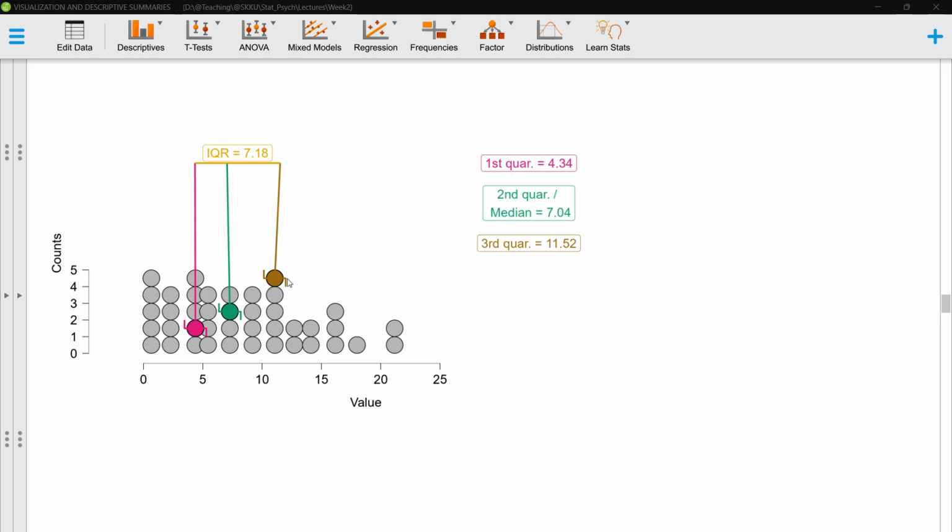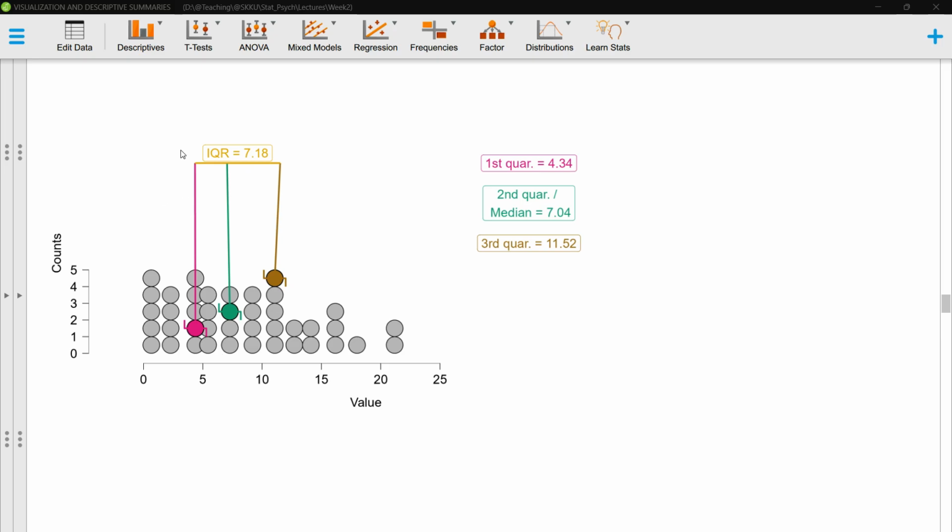Okay, and what about the third quartile? Below the third quartile, we have 30 observations, and above this observation, we have 10 observations in this distribution. That's the reason why we have the third quartile in the 41 observations, right? And the third quartile is 11.52 and the first quartile is 4.34.